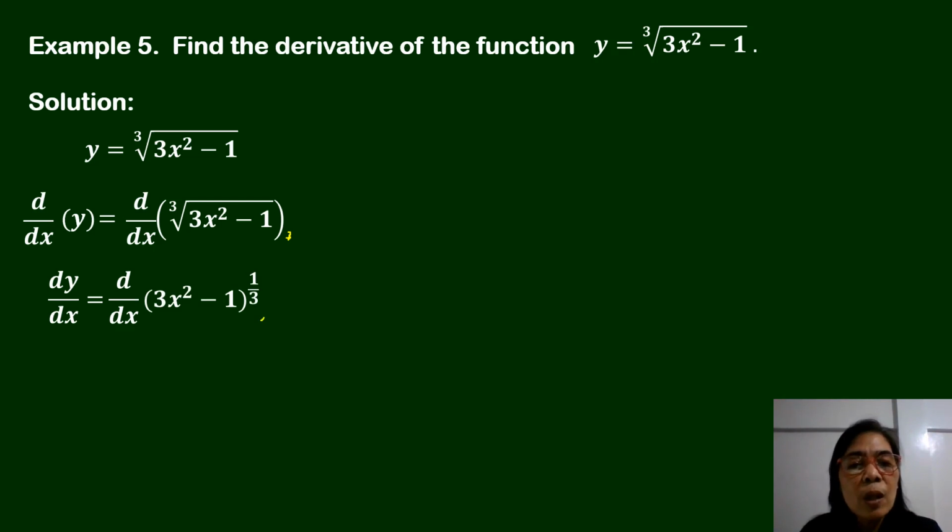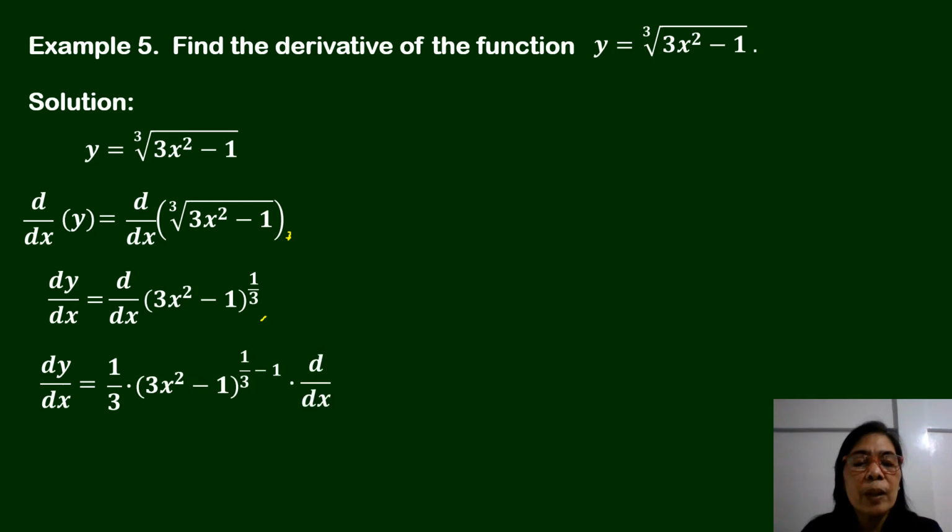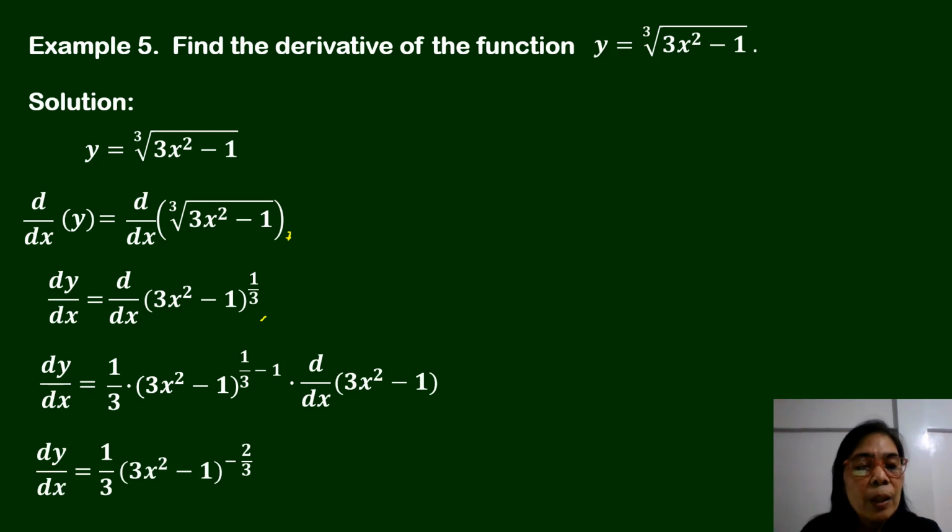With this function now written in power form, we are ready to apply the power formula, where the power formula states that the derivative of a base raised to an exponent is equal to the exponent times the base, which is 3x squared minus 1, raised to the exponent minus 1, times the derivative of the base. As we simplify, we just copy those factors which do not contain a derivative. We have here 1/3 times the quantity 3x squared minus 1, and 1/3 minus 1 is negative 2/3.